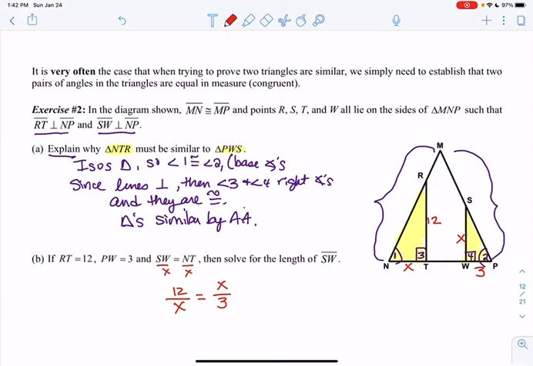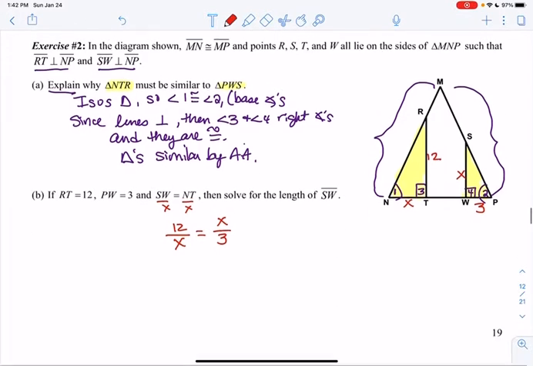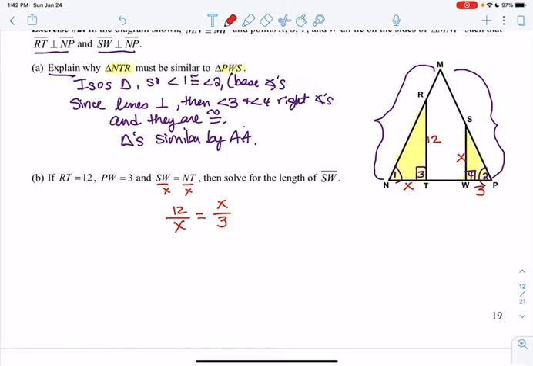As long as you're consistent and you're putting the same thing on the top and the bottom each time, then you're all set. How do I solve a proportion? I cross multiply. X times X is X squared. 12 times 3 is 36.